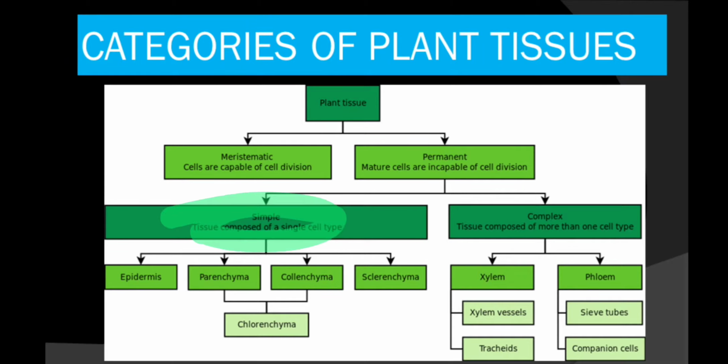Simple tissues are made up of the same type of cells, whereas complex tissues are made up of different types of cells. If you see the xylem, you will see xylem vessels, xylem tracheids, xylem parenchyma, so they are made up of many types of cells. The simple tissues are divided into three: parenchyma, collenchyma, sclerenchyma. If you see the parenchyma cells, they look similar in shape and size. That's why they are known as simple tissues, and xylem and phloem are known as the complex tissues.